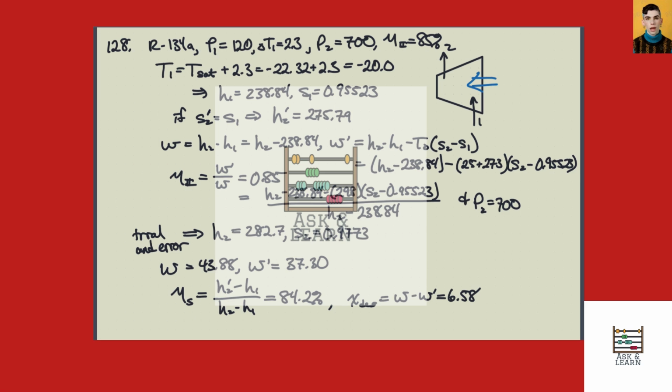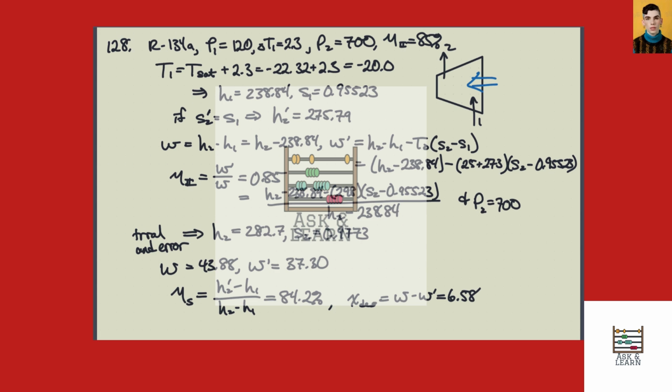Now, once we know these, we can figure out this and this, right? Which is what they asked for. So the actual work in to this compressor is 43.88 kilojoules per kilogram. In the ideal reversible case, we would have had 37.3 kilojoules per kilogram. So we would have needed less work.